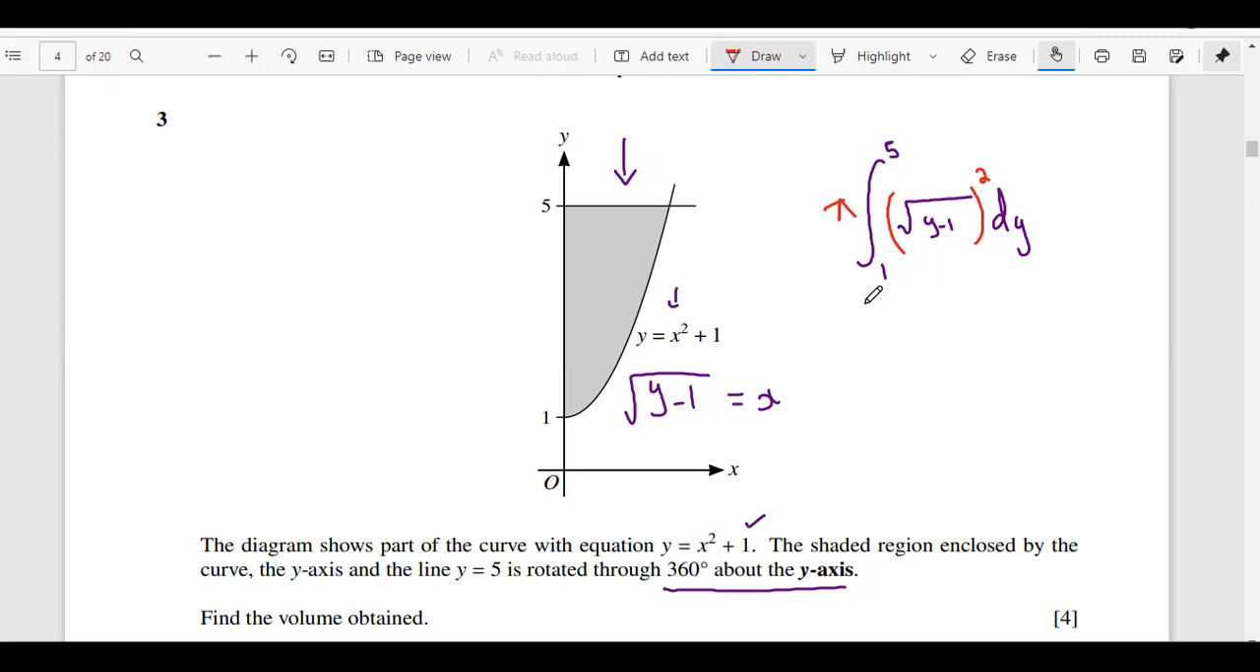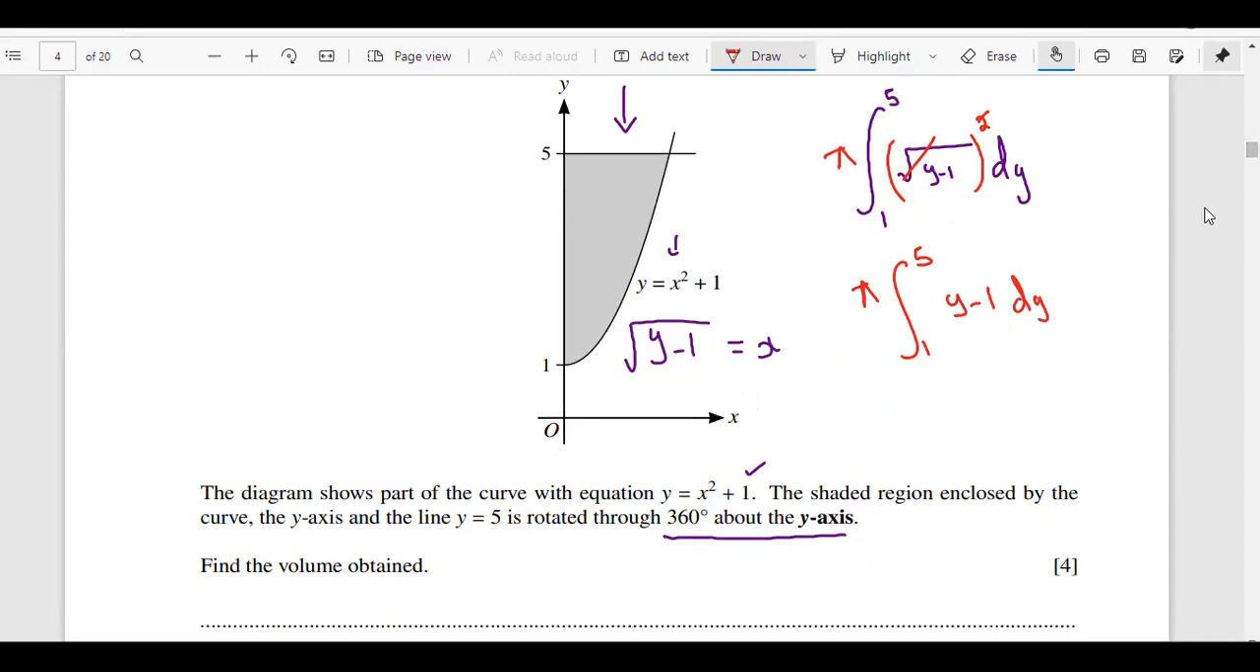I'll just simplify the function for you, guys. Square, and pi under would be cancelled. We have 1 minus y dy, okay? Now this integration is very easy. It would be y squared by 2 minus y. Let's keep pi outside. There's no point in writing it with it because we know that it's constant. Limits 5 and 1.